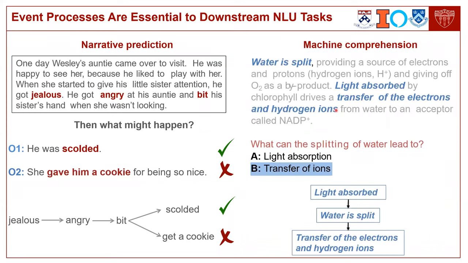And similarly, in machine reading comprehension, we also see cases in which understanding, for example, biological processes can be used to help scientific question answering around biological articles. I'll talk about that in more detail later.